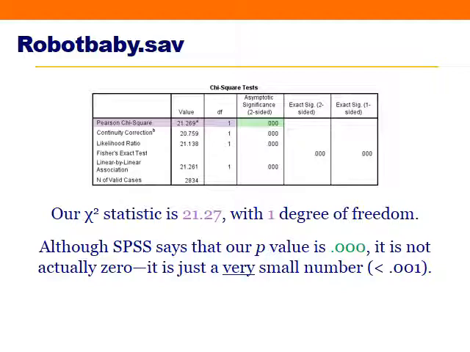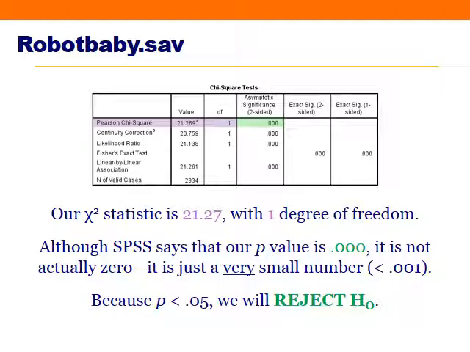Our p-value here, according to SPSS, is 0.000. However, remember that it is impossible for p to equal 0. When SPSS tells us that p equals 0.000, what that actually means is that p is an extremely small number that, when rounded to 3 decimal places, shows up as 3 zeros. Whenever we see that, in our answer, we will write p is less than 0.001. You should not write p equals 0.